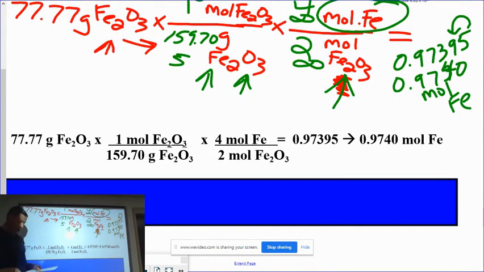So your homework is doing questions 3 and 4 on this page, and then the back side of this page will be done tomorrow.